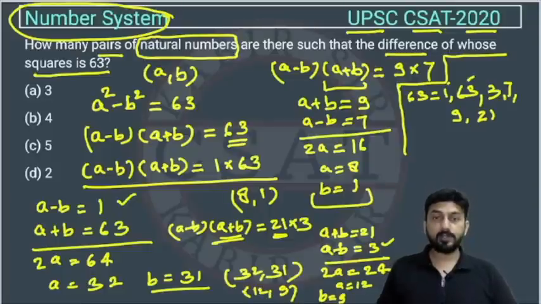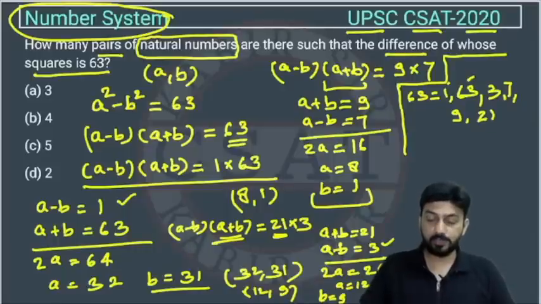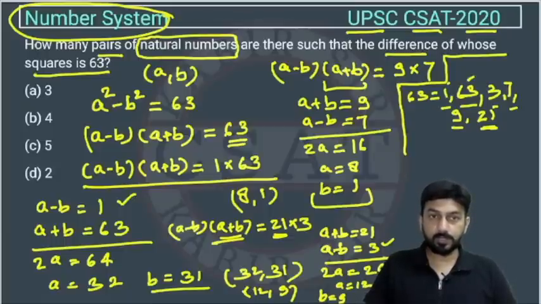So there is no other option available. We have considered all the factors, right? We have considered 21, 9, 7, 63, we have considered all, right? So all factors we have considered. So how many pairs are possible? 3 pairs are possible, right? So the answer will be option A.